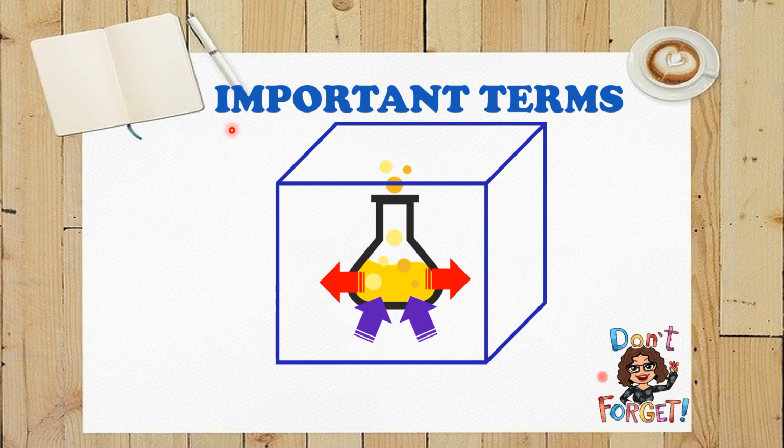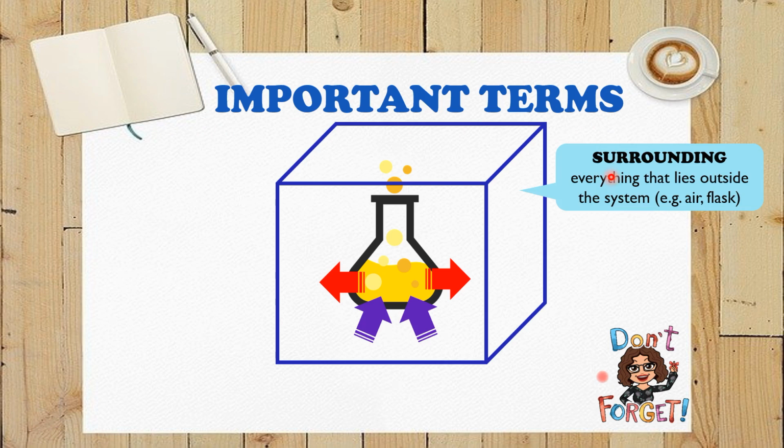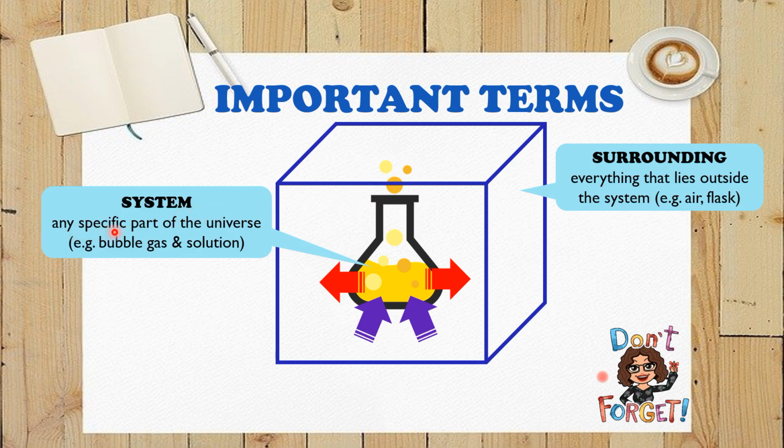Before we start, let us look at the important terms that we usually use during this lesson. First is the surrounding. Surrounding can be defined as everything that lies outside the system, for example, like air and the flask. System is any specific part of the universe, for example, like a bubble of gas and the solution inside the flask.